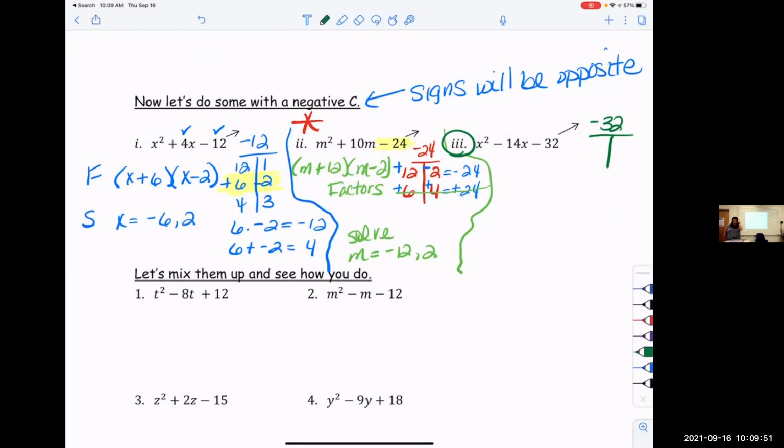All right. So what are factors of 32 that will give you 14? -16, +2, excellent, because that's -16 times 2 gives me -32, -16 plus 2, -14. So there's your thought process. Once you know it's right, straight to factor. It's factored. And then to solved.